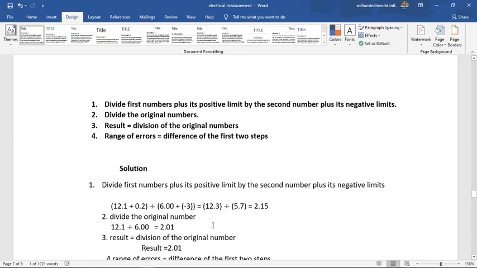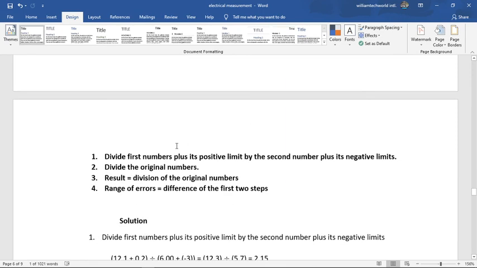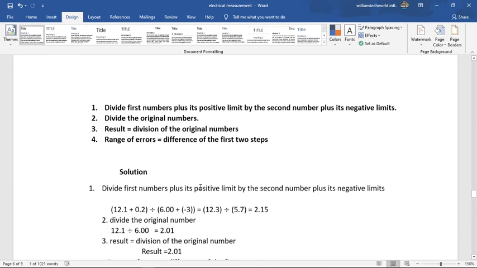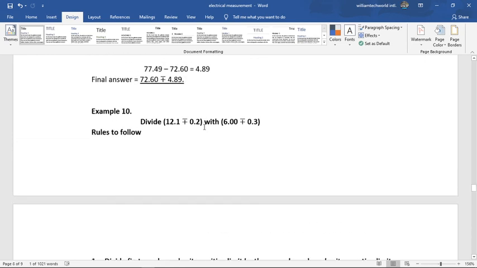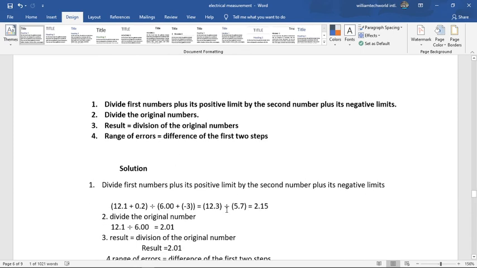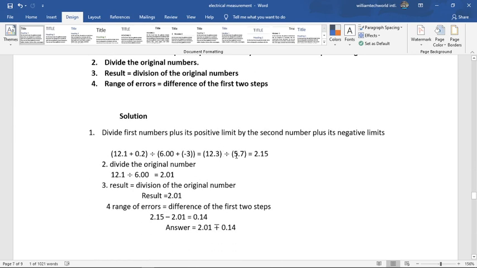Quick recap on this particular question. Firstly, divide the first number plus its positive limit by the second number plus its negative limit. The positive limit is plus 0.2, that's 12.3 here. Then divided by the second number plus its negative limit. Plus times minus will be minus, so it will be 6.00 minus 0.3, which was done here. It's 5.7.